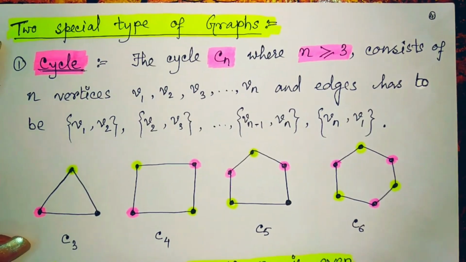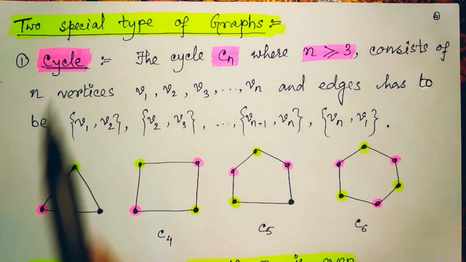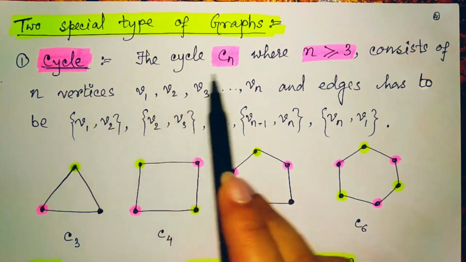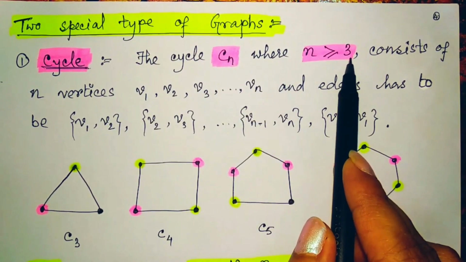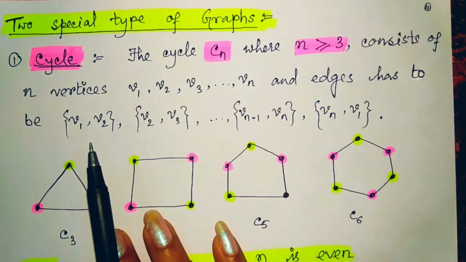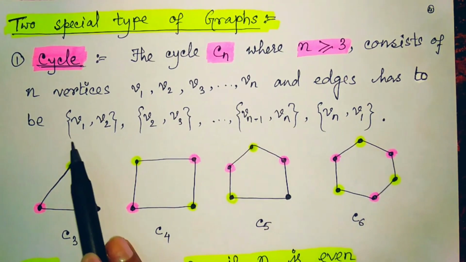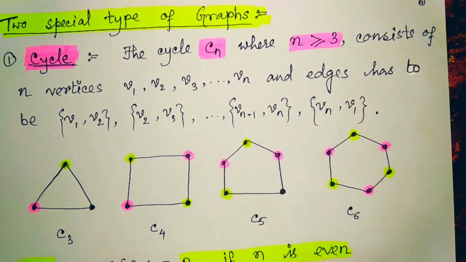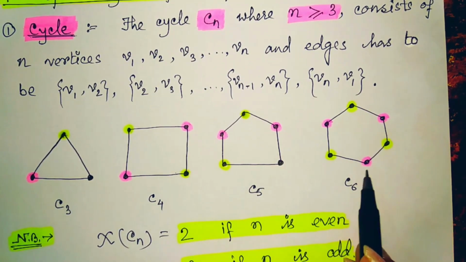Next, there are two special types of graphs which are required to know for graph coloring. These two special graphs we have already discussed in our previous video lecture, but for recapitulation I discuss them here again. One is the cycle and another one is the wheel. What is a cycle? The cycle is denoted by Cn, where n should be greater than or equal to 3, consisting of n vertices V1, V2, V3, up to Vn, and edges V1V2, V2V3, and so on. So like this, this one is a cycle, this one is a cycle, and this one is a cycle.